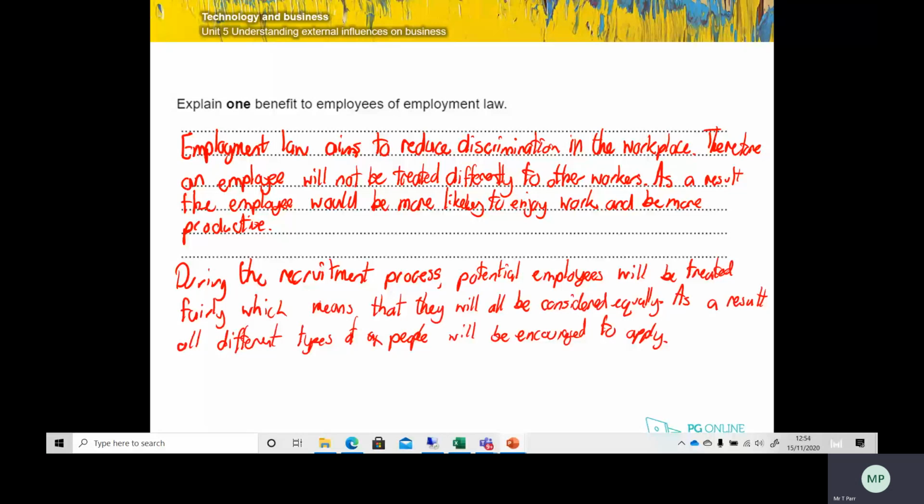Health and safety as well. You can talk about employment law, the fact that health and safety laws are in place, making sure the workplace is safe. This will mean that employees feel comfortable to work and are confident in their ability to work and therefore are more productive. So there's many different areas. Employment law covers discrimination, pay, health and safety, and also recruitment.